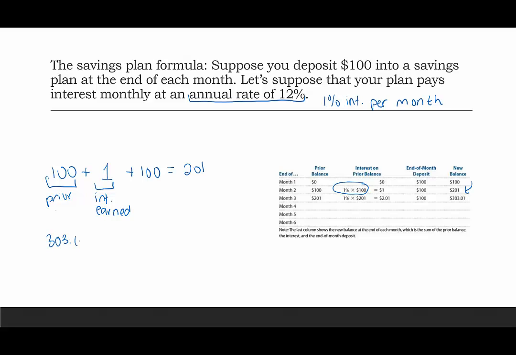$303.01, plus the interest earned on this. Remember, it's going to be 1% of this. So it's 1% of $303.01. Well, 1%, remember that's 0.01. So we move the decimal 2 places to the left and we end up with 3.03. We're going to cut off the 01 because, right, this is a dollar amount. We should end at the pennies place. And what do we do at the end of the month? We add $100. So if we add $303.01 plus $3.03 plus 100, we end up with a grand total of $406.04. So you can see the amount is growing. It doesn't seem like a lot, but every little bit helps, right?